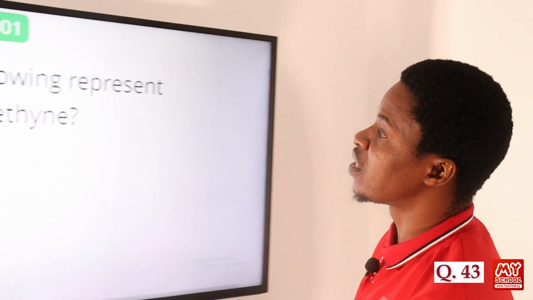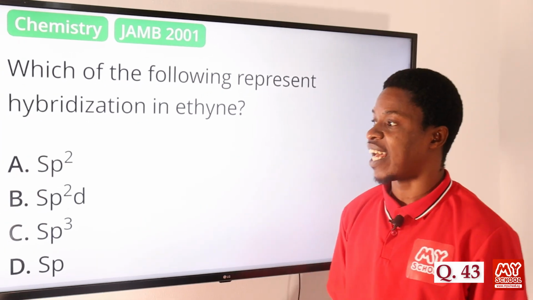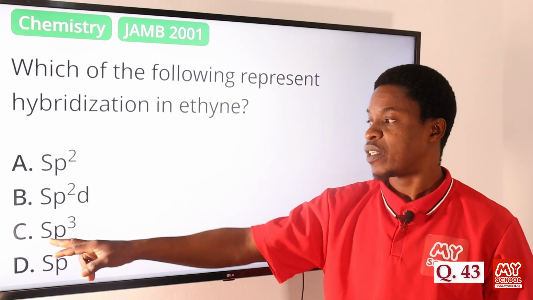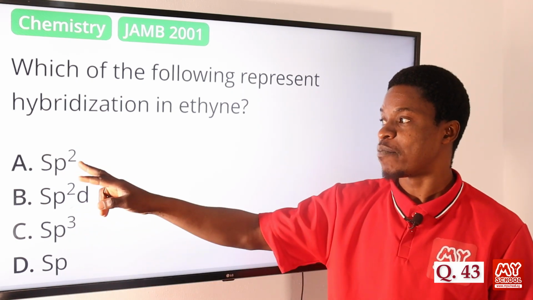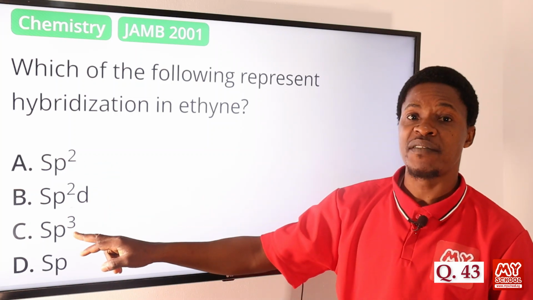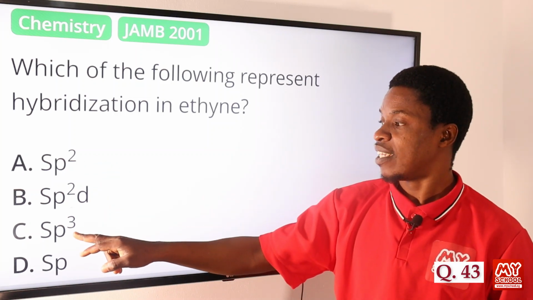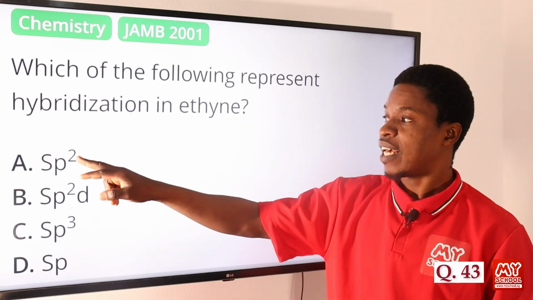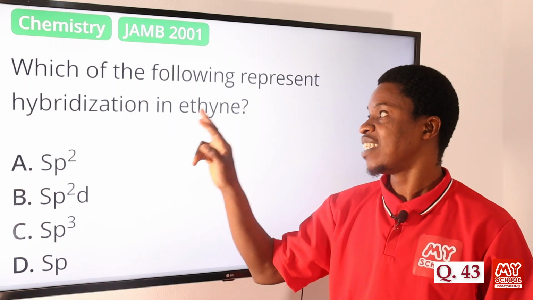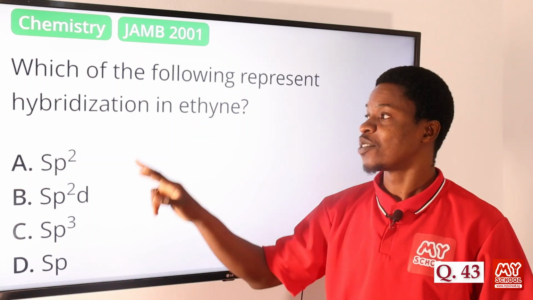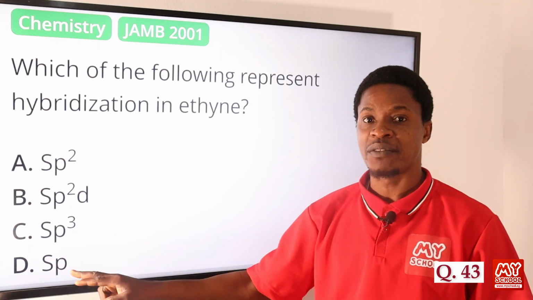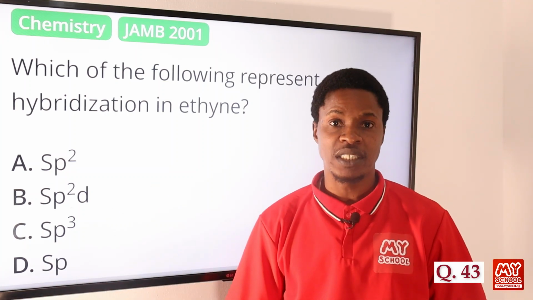Which of the following represents hybridization in ethyne? Okay, sp2, no. sp2d, sp3, of course, no. This one would have been the answer if it were in ethane. This would have been the answer if it were ethene. And then this would have been the answer if it were ethyne. And of course, that is the answer because we are talking about hybridization in ethyne. So it is sp hybridization that we have. So the correct answer is option D.